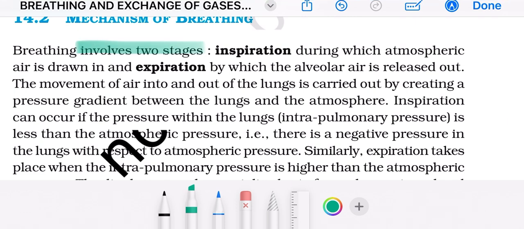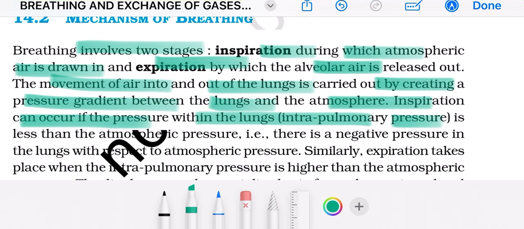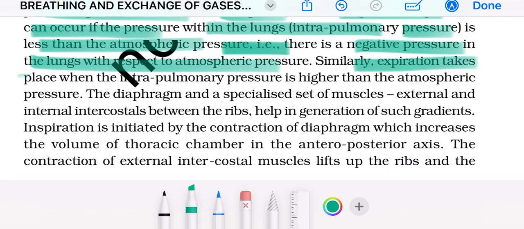Mechanism of breathing. Breathing involves two stages: inspiration, during which atmospheric air is drawn in, and expiration, in which alveolar air is released out. The movement of air into and out of the lungs is carried out by creating a pressure gradient between the lungs and the atmosphere. Inspiration can occur if the pressure within the lungs, which is intrapulmonary pressure, is less than the atmospheric pressure. There is a negative pressure in the lungs with respect to the atmospheric pressure. Similarly, expiration takes place when intrapulmonary pressure is higher than the atmospheric pressure.